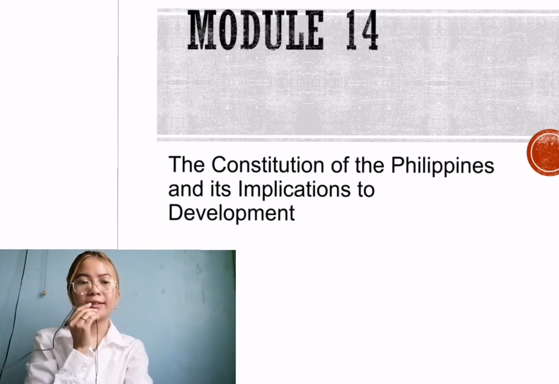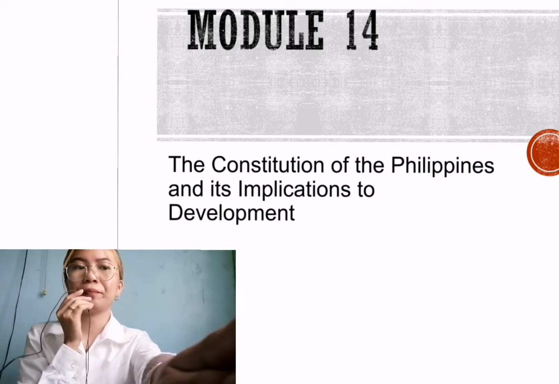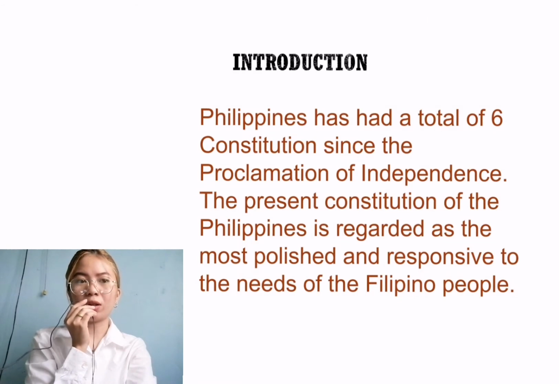Module 14 is entitled The Constitution of the Philippines and its Implications to Development. The Philippines has had a total of 6 constitutions since the proclamation of independence. When the revolution was launched against Spain, the revolutionaries, Emilio Aguinaldo to be specific, declared independence in Kawit, Cavite on June 12, 1898. The revolution that time was during the Spanish-American War.